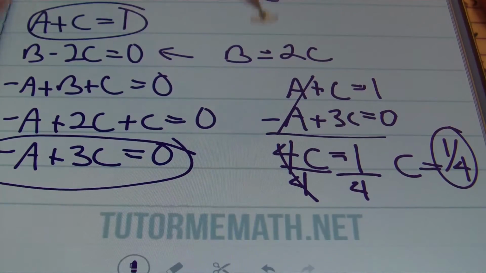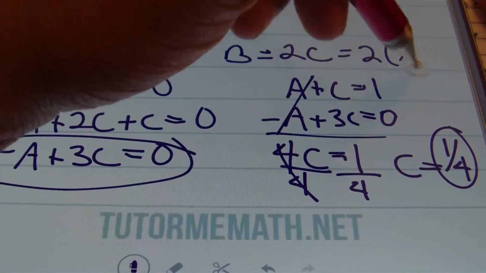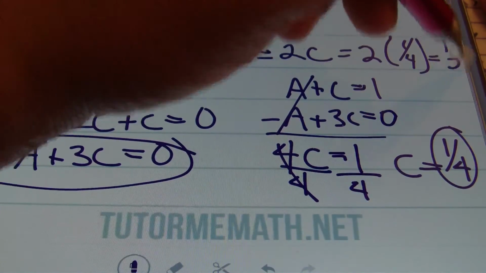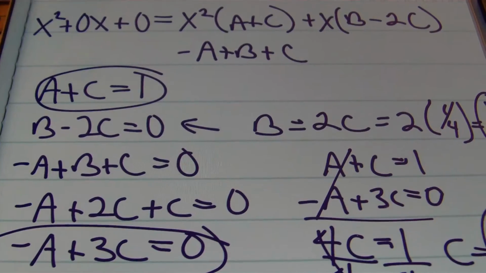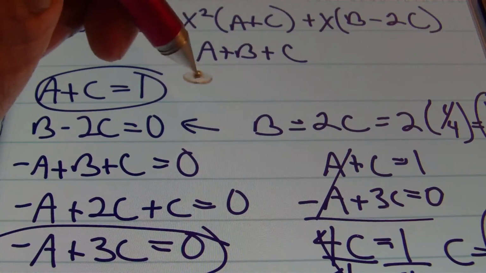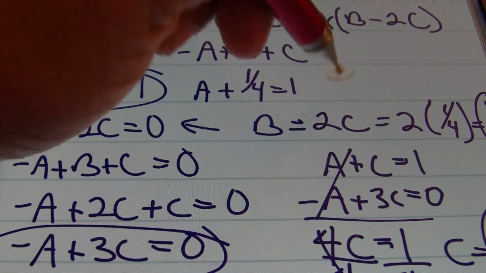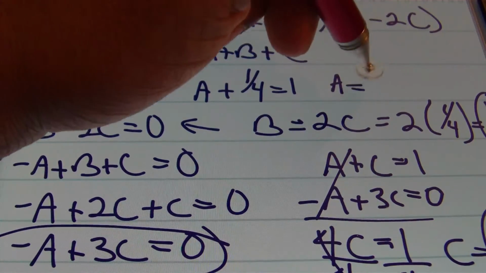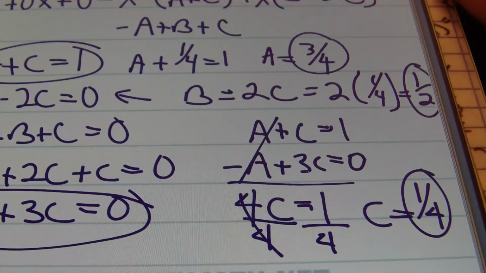To find out what b equals, we can plug this in here. That'll be 2 times 1/4, and we'll find that b equals 1/2. Next, we can plug 1/4 into our first equation here. And so we have a plus 1/4 equals 1, which tells us that a equals 3/4. All right, so now we have our three values, that a equals 3/4, that b equals 1/2, and that c equals 1/4.